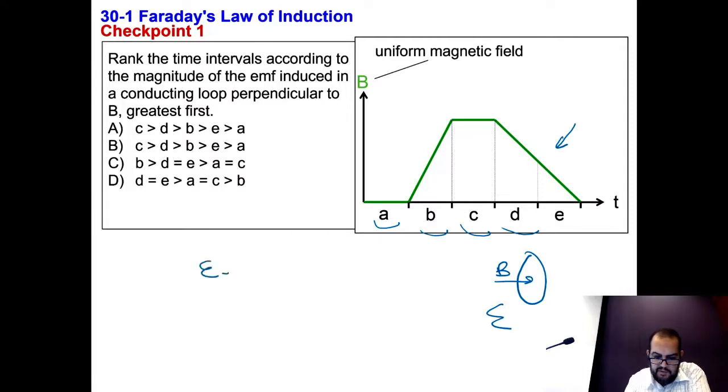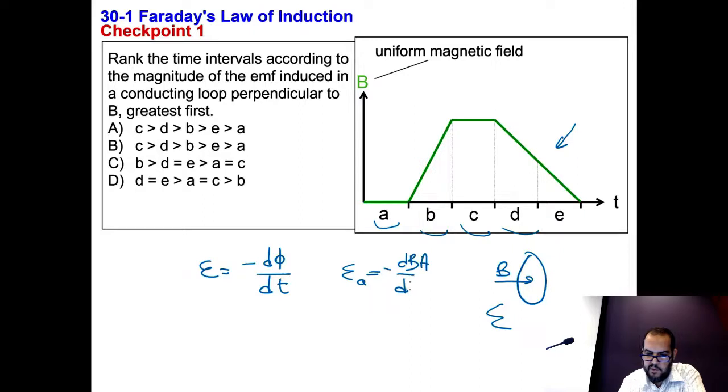The EMF is minus the derivative of the flux with respect to time. So what is the EMF for A? Here, minus the derivative of BA with respect to time. It's 0 because the magnetic field is not changing. So for section A, it's 0.